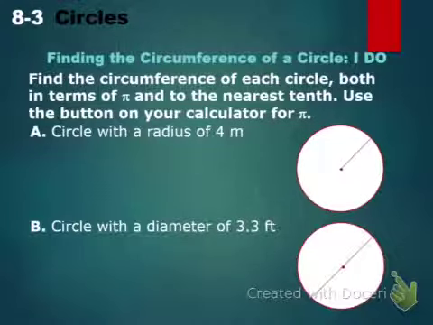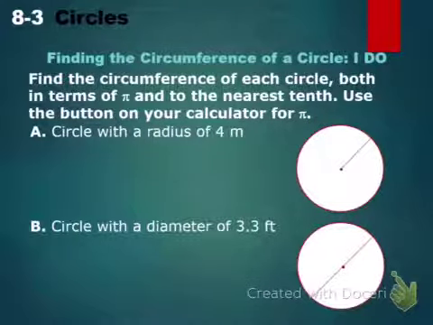So let's do some examples together. I want to do these two, A and B. So we're going to find the circumference of a circle. We want to find it both in terms of pi, and then we're going to use that answer to find it to the nearest tenth, and we're going to use the button on our calculator for pi, so we don't want to use the approximation of 3.14. So let's see what that looks like.